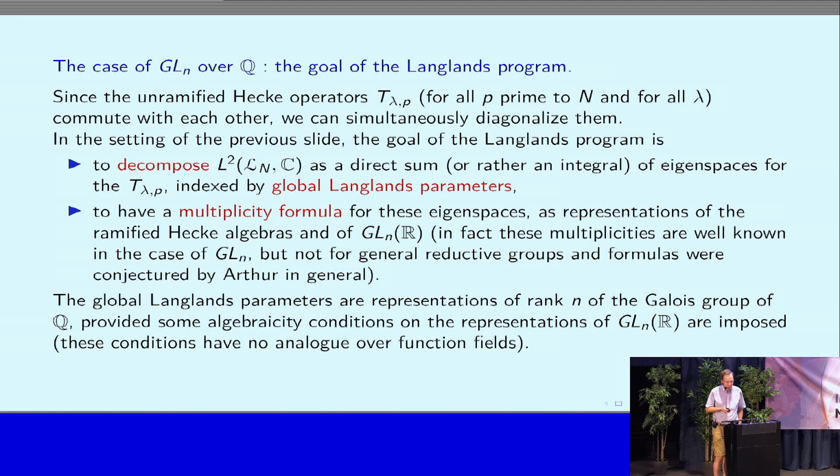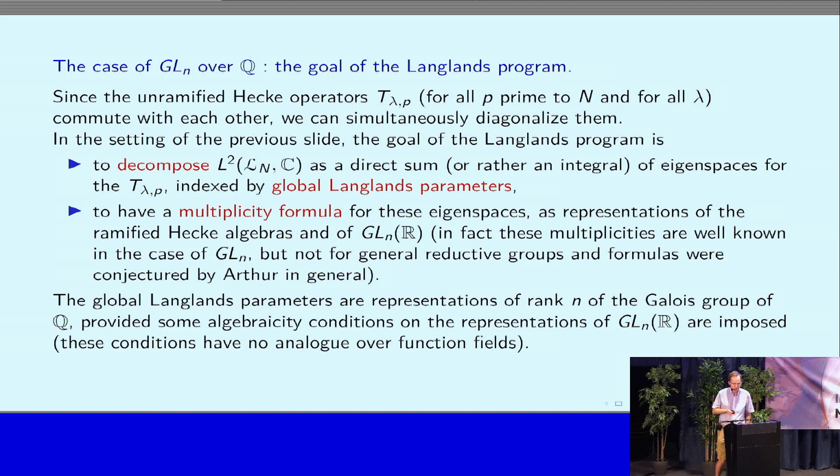So the goal of the Langlands program is the following. The unramified Hecke operators for all p prime to n and all lambda commute with each other, and so we can simultaneously diagonalize them. In the setting of the previous slide, the goal of the Langlands program is to decompose the vector space of automorphic forms as a direct sum of eigenspaces for these operators indexed by global Langlands parameters, and to have a multiplicity formula for these eigenspaces as representation of the ramified Hecke algebras at primes p dividing n and of GLN(R).